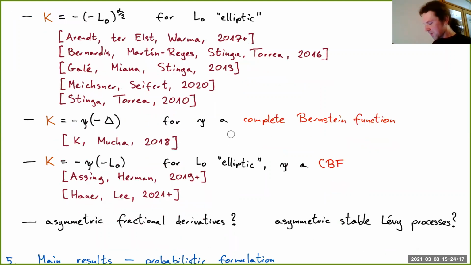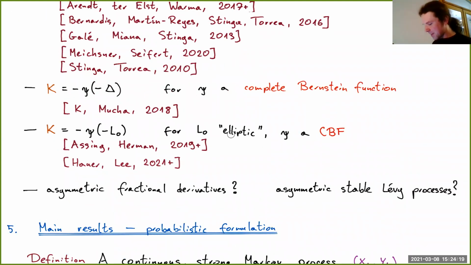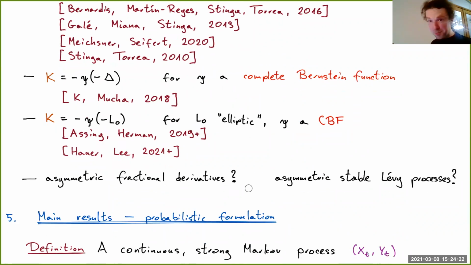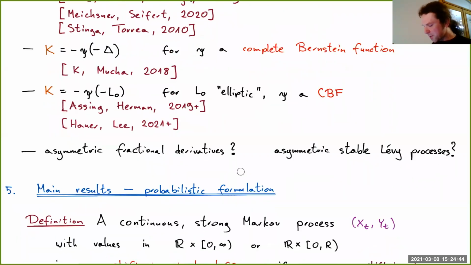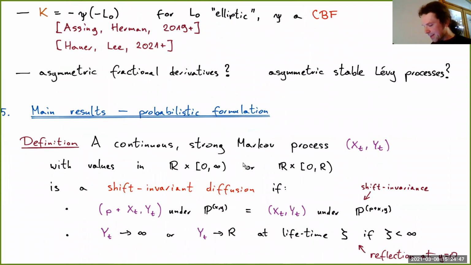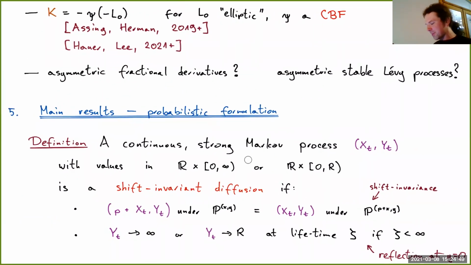Okay, so we move to part number 5, which is about the main result in the probabilistic language. Part number 6 will be about examples, and part number 7 will be about the PDE formulation of the results. So if you don't care about probability at all, then just ignore part number 5, have a look at the pictures in part number 6, and then wait for part number 7. So we need a few definitions. So here is what we'll consider. This is something that I call a shift invariant diffusion.